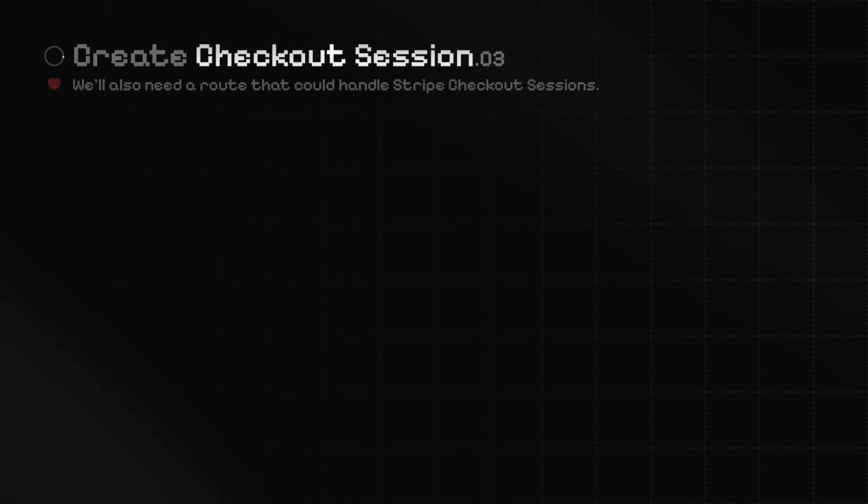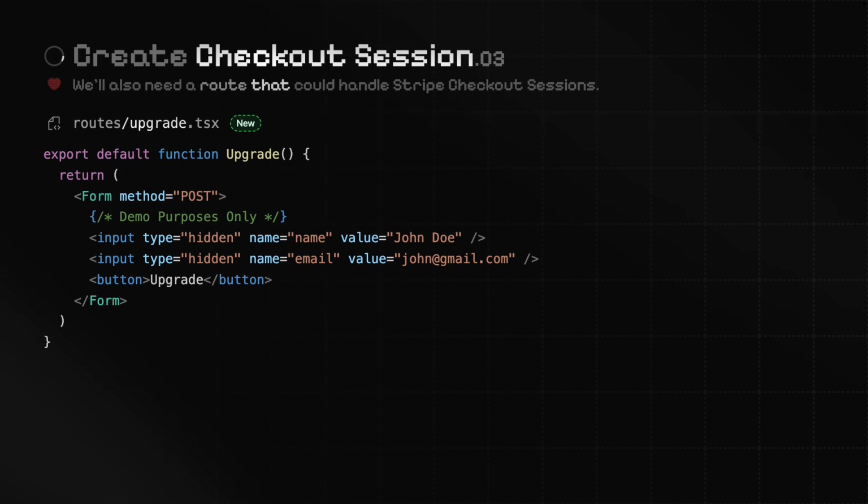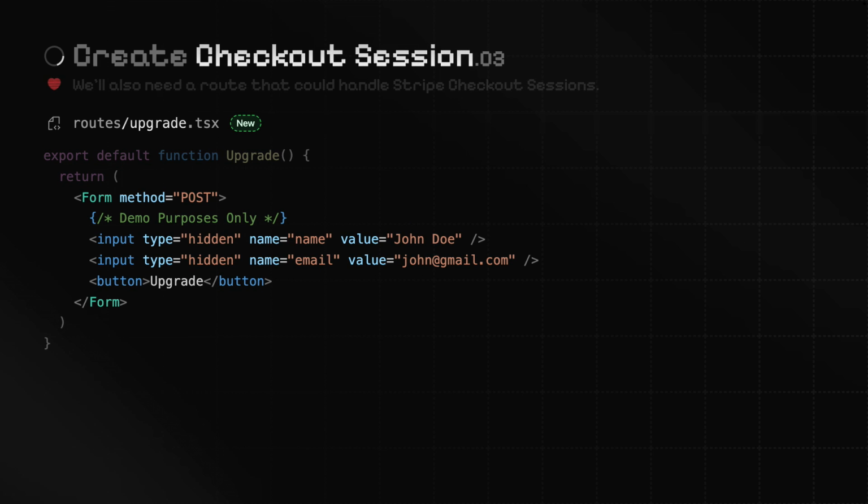With our webhook route created, we'll also need a route that could handle Stripe checkout sessions. For that, we'll simply have a form that will be in charge to send customers' info to our Remix action. Keep in mind that this is just for demo purposes.